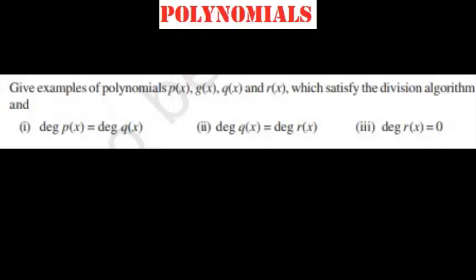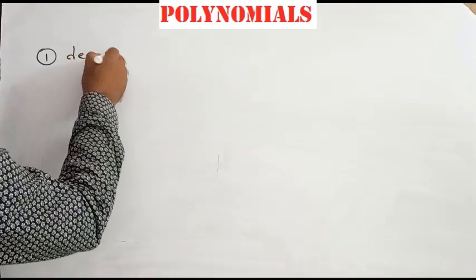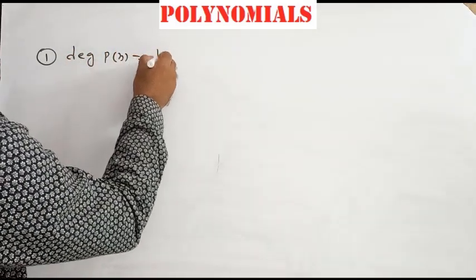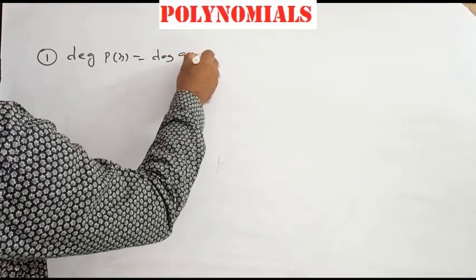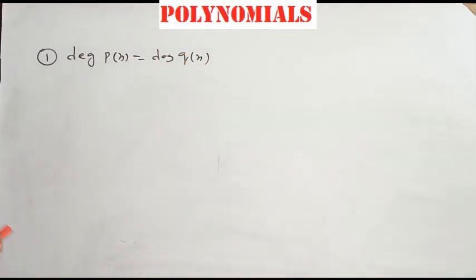Next problem: give examples of polynomials p(x), g(x), q(x) and r(x) such that, first one, degree of p(x) equals degree of q(x), degree of q(x) equals degree of r(x), and degree of r(x) equals 0. Three problems are given, and we need to give some examples. The degree of p(x) is equal to the degree of q(x), in such a way that you want to give the examples.